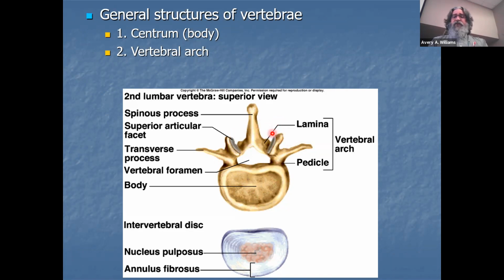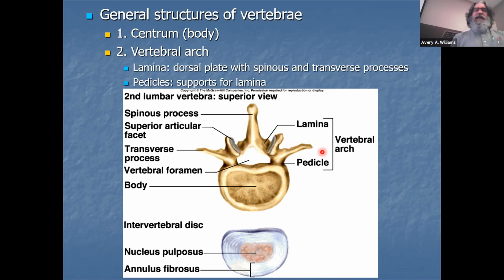All that up there is called the vertebral arch. Now, in turn, the vertebral arch has two parts. There's a lamina and a pedicle, or pedicles, I should say. Lamina means plate, so it's this top, kind of perpendicular portion right here that supports processes.